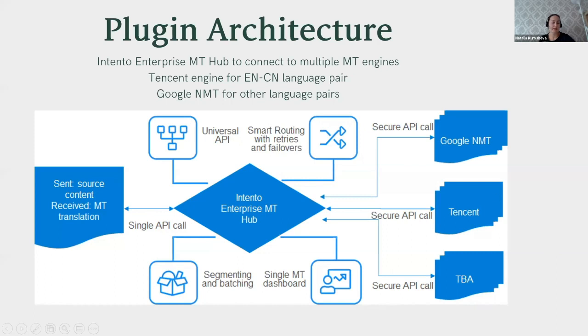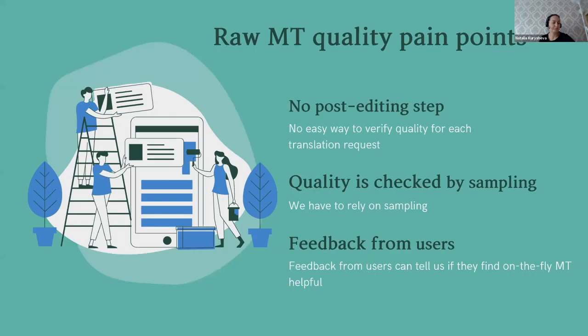So now let me talk a little bit about the plugin architecture. It will be just a quick overview. So as you can see here, in the middle of this architecture, we have the Intento Enterprise MT Hub to connect us to multiple MT engines. And on the back end, we have Google NMT and Tencent at the moment.